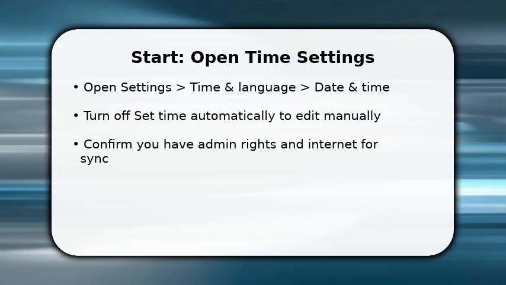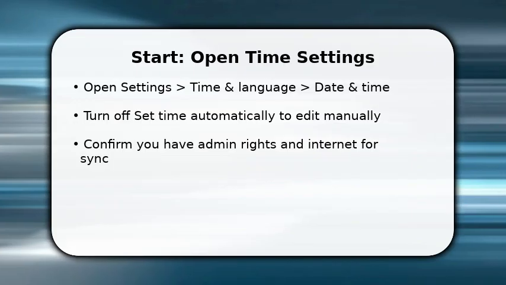You'll begin by opening settings and navigating to time and language, then date and time. Once there, turn off Set Time automatically so you can make changes. This lets you control values directly.